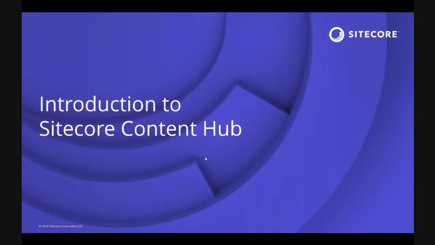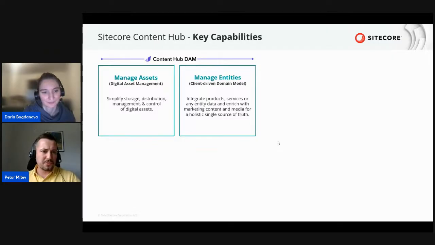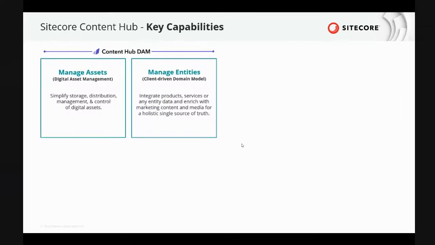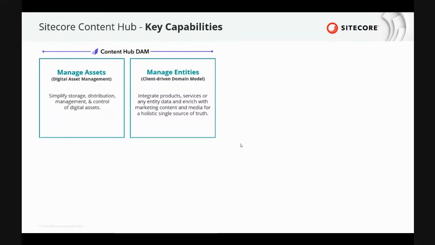So, a quick introduction to Sitecore Content Hub. In Content Hub DAM, we can manage assets, simplifying the storage, distribution, management and control of digital assets. This is our digital asset management layer of Content Hub, as well as managing entities. I like to call it managing entities through a client-driven domain model, because in the past we've talked about PCM, product content management, but actually it's much more than that.